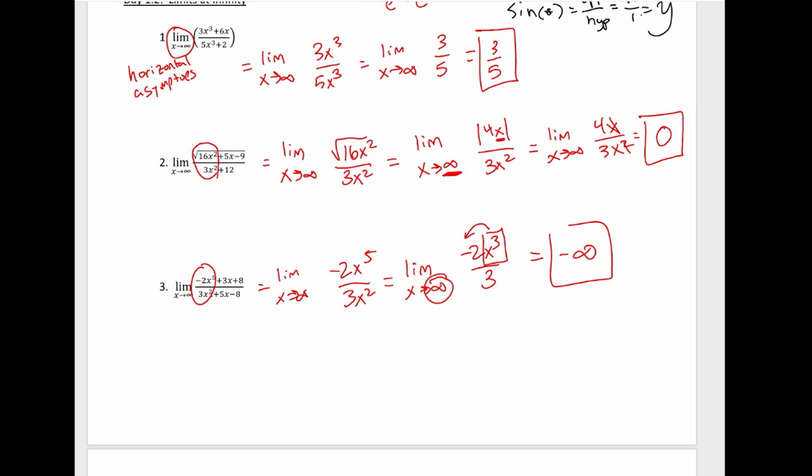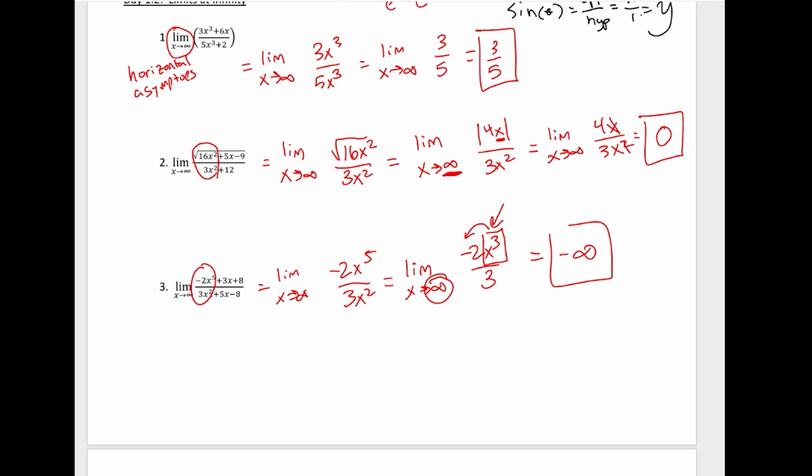And sometimes you'll see some multiple choice options where does not exist is not even an option, where you're forced to choose between positive and negative infinity. And so that's how you make that decision. Just plug in some large number into x, if it's going to positive infinity, and evaluate whether or not it's going to be positive or negative.